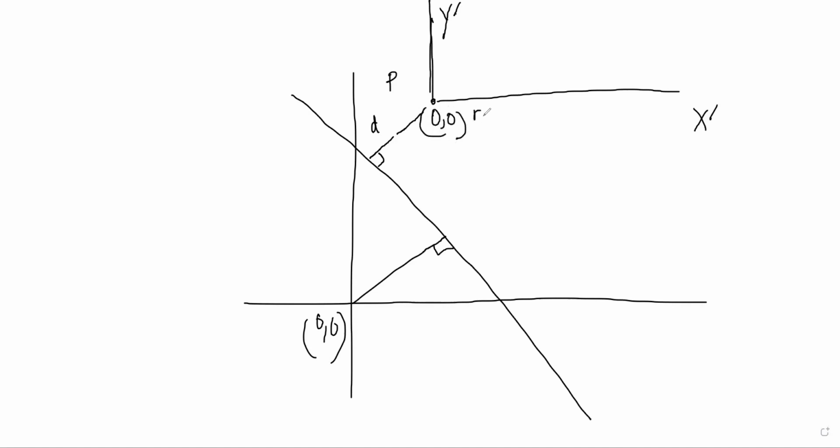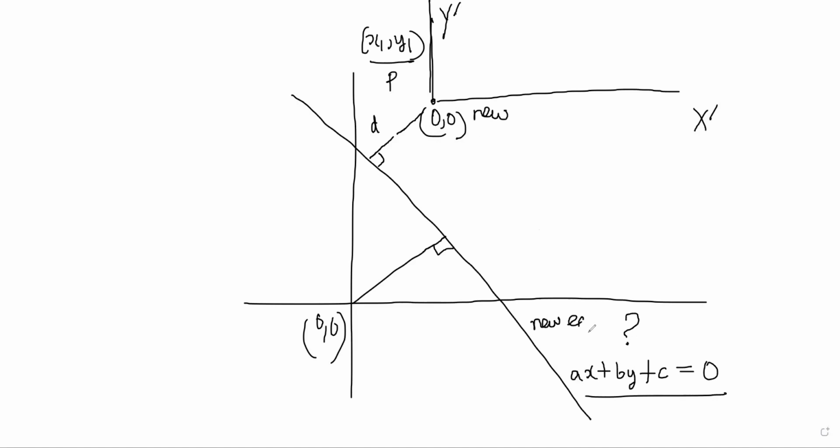New origin. And this P was earlier called x1 comma y1, right? Now it will be called 0 comma 0. And old line equation was this. Now obviously since you have shifted the origin, there will be a new line equation, right? In the new origin, right?